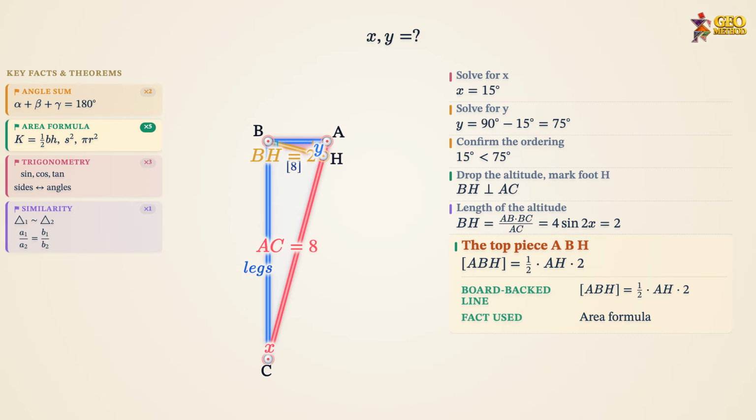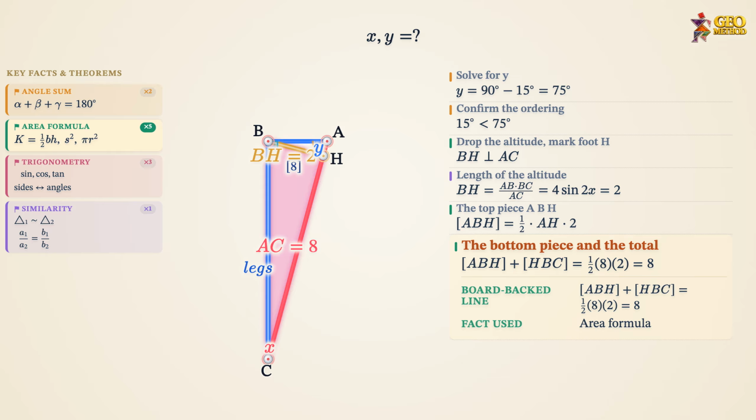The altitude cuts triangle ABC into 2 right triangles. Here is the top piece, triangle ABH, standing on base segment AH, with height segment HB equal to 2. And here is the bottom piece, triangle HBC, sharing the same height 2. Their bases along the hypotenuse add back to 8, so together they give 1/2 times 8 times 2, which is 8. The area checks out.